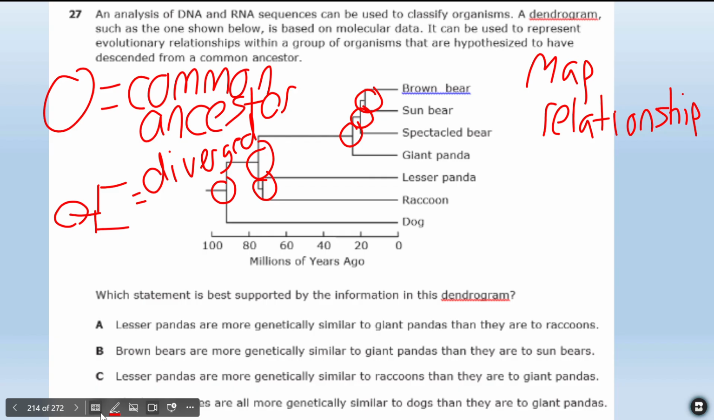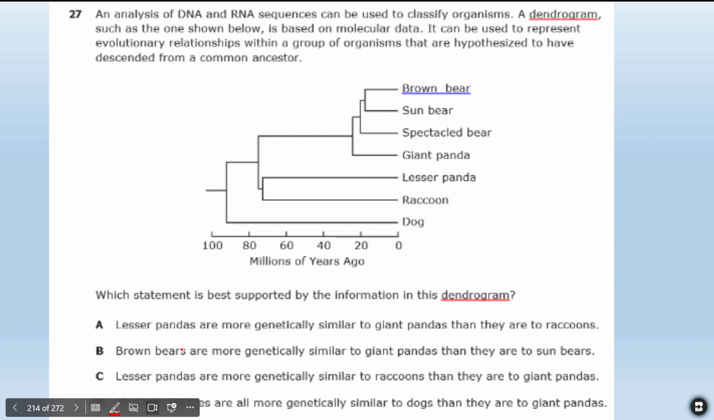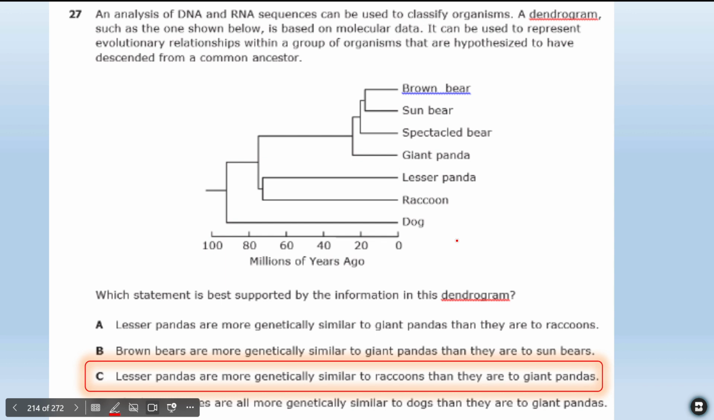So let's come back to the problem here. Which statement is best supported by the information in the dendrogram? So take a little bit, think about your answer. This question we are looking for answer choice C. So why is it C?